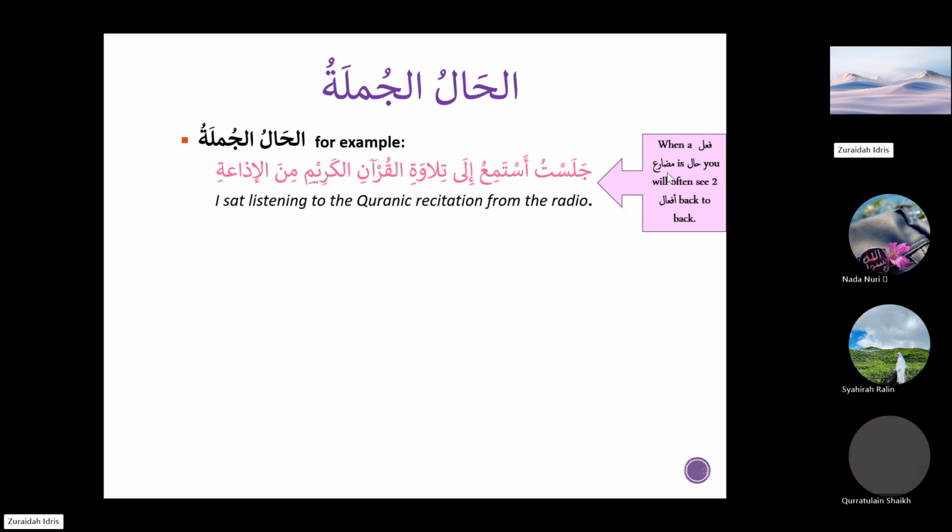So when a fi'il mudari is hal, you will often see two af'al back to back, as we see here. Now, anyone want to guess what the root letters for this one are?